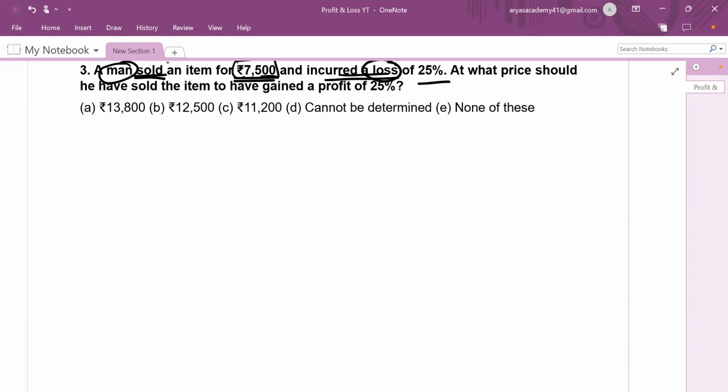And it has been very clearly mentioned. What is the loss? In terms of percent, it is 25%, right? What price should he have sold the item to have gained a profit of 25%? So the question is demanding what should be the price so that that man who actually got initially a loss of 25% should get a profit of 25%. So at a profit of 25%, it will never be 7,500, because at 7,500 he is losing 25. If you want to get 25%, then what is the price? It would never be 7,500. So you have to find out the correct answer, right?